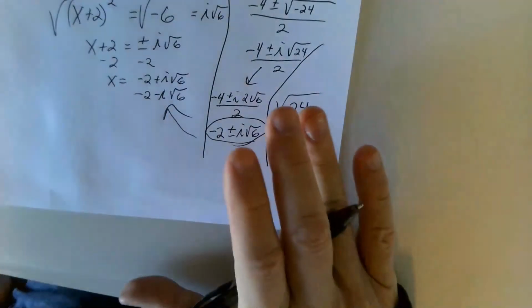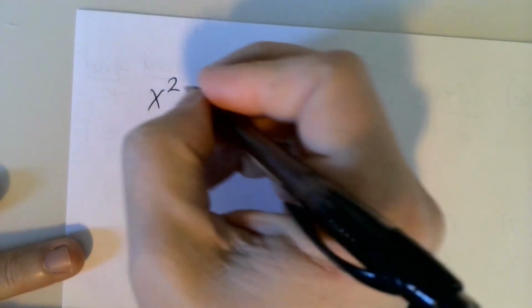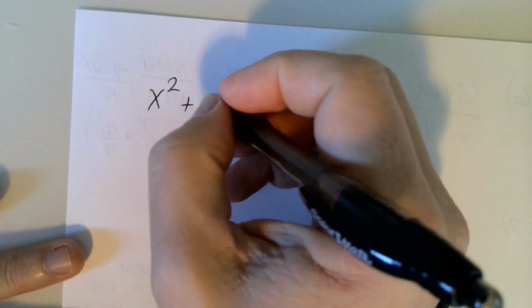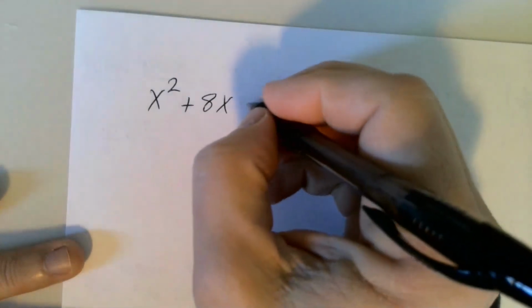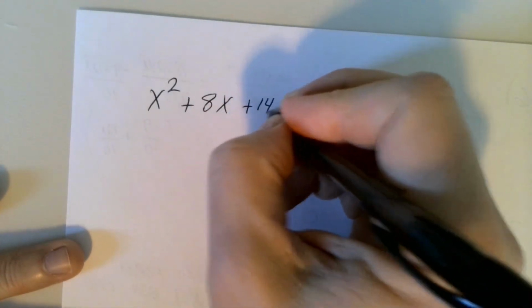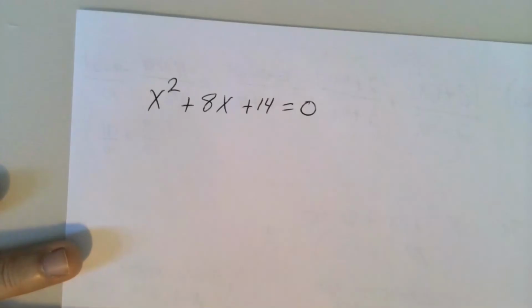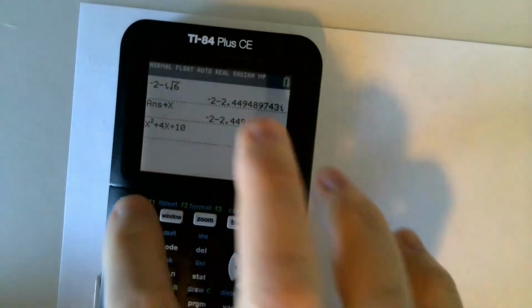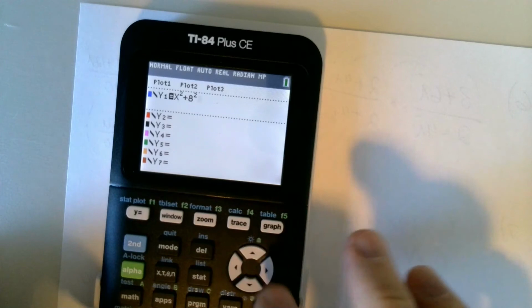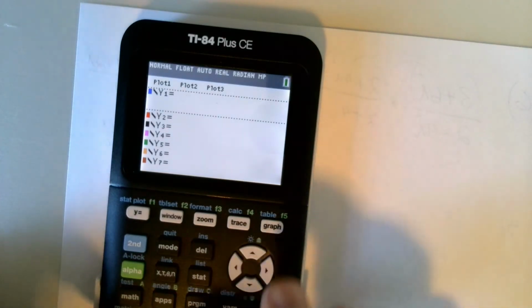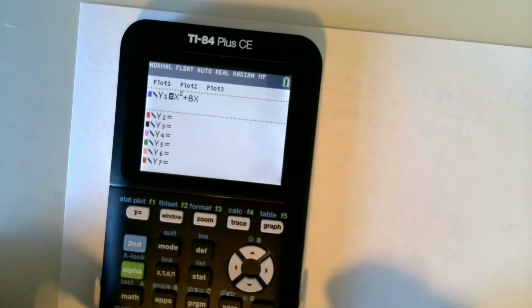Okay? So I'm going to give you one to practice right now. Go ahead and give this a shot and see how it goes. So try and solve, I'm going to keep it easier right now so you can do completing the square without having a fraction, x squared plus 8x plus 14 equals 0. Just to be clear, watch my calculator. x squared plus 8x plus 14.